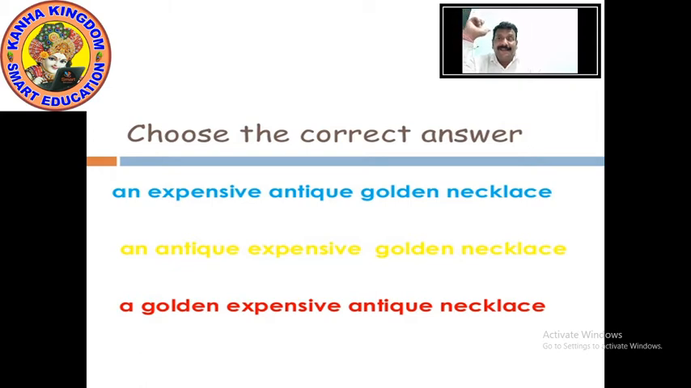An antique expensive golden necklace is the proper one. You talk about an antique expensive golden necklace. What is golden necklace? Necklace is the noun. Golden, expensive, antique: these are the describing words which are put in an order of adjectives. An antique expensive golden necklace. This is the proper correct answer. This is the proper order of adjectives. Please write it down.